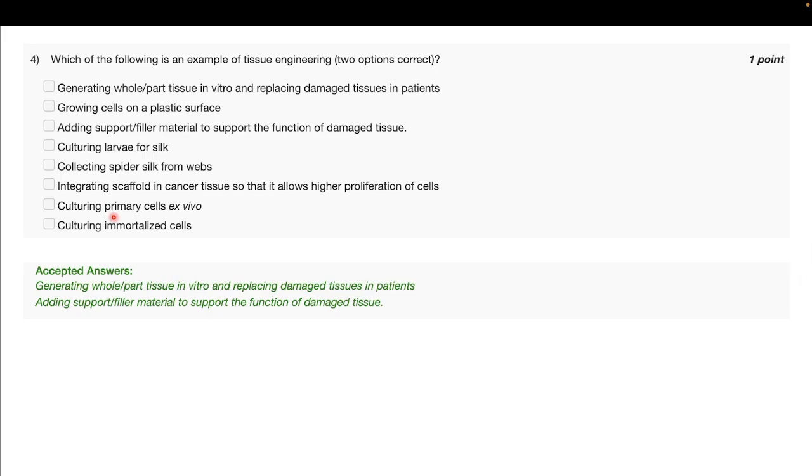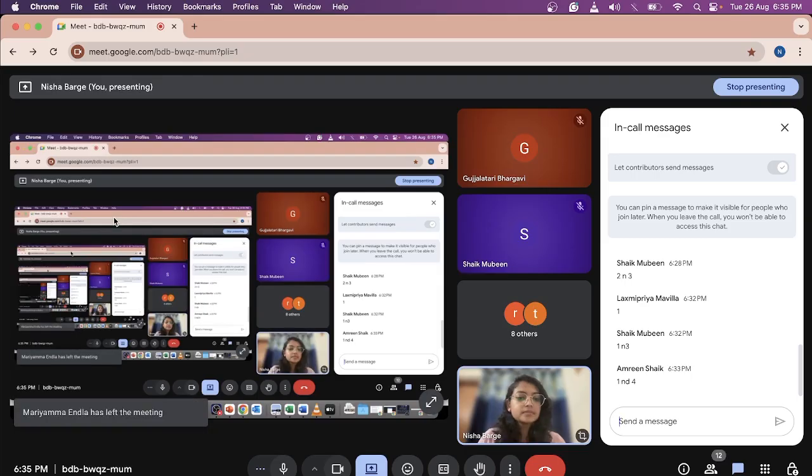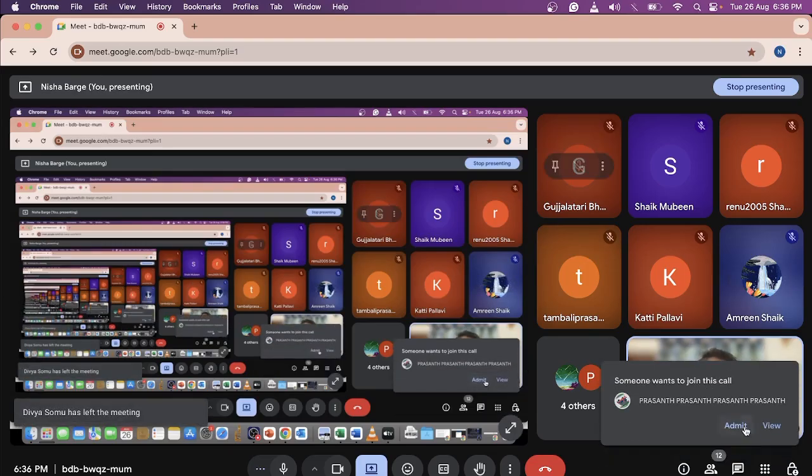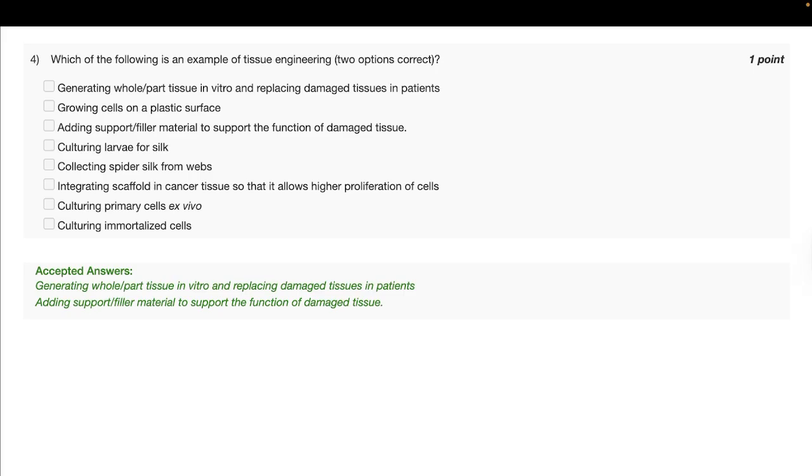Is this clear? Do people have doubts here? If there are doubts, I'll wait for a few minutes. If not, then we can move on.